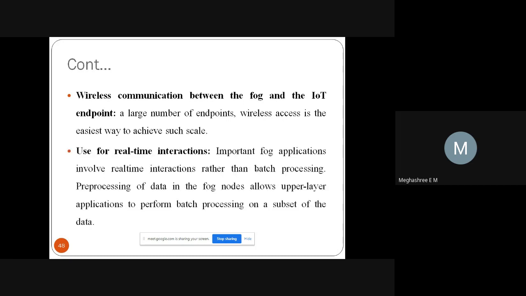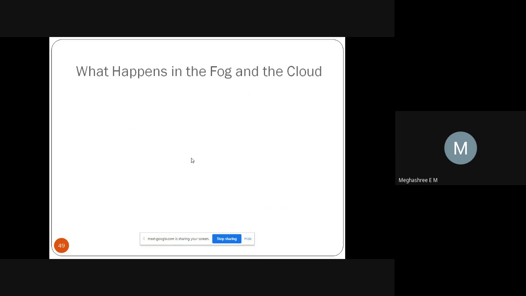Okay. And the last one is use for real-time interaction. See, many of the applications work in real time, right? And this follows batch processing, right? So pre-processing of the data in the fog node allows the upper layer application to perform batch processing on a subset of the data. See, some processing will be done at the fog node itself before passing on to the cloud, right? That is what it says. Used for real-time interaction so that decisions can be taken much faster. Okay, that is about fog.